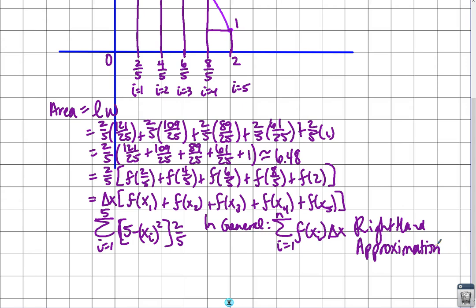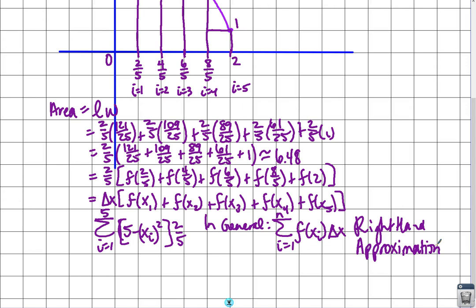Basically, I'm creating rectangles at a specific width that has already been specified to me because I already know the number of rectangles that I need, but I also need to evaluate the height by finding the y values at the right-hand side of my intervals. Yeah? No? Maybe? Okay. Well, let's try.